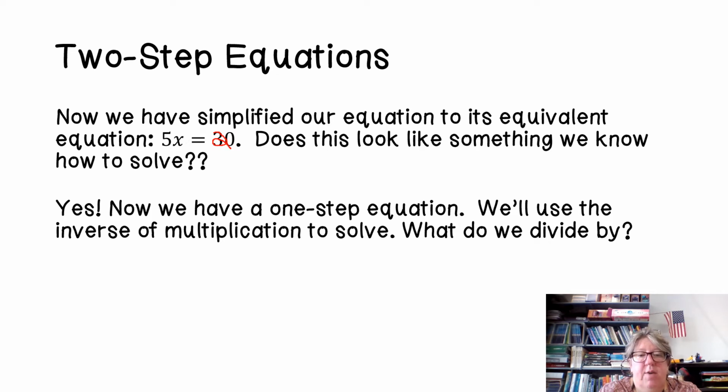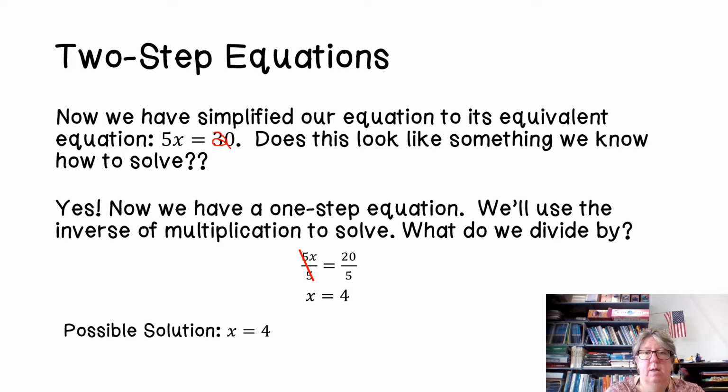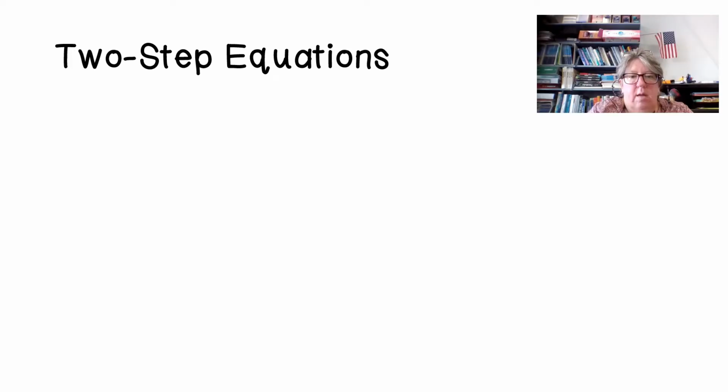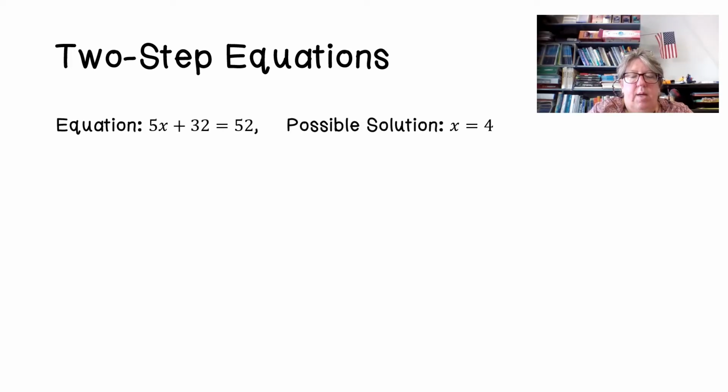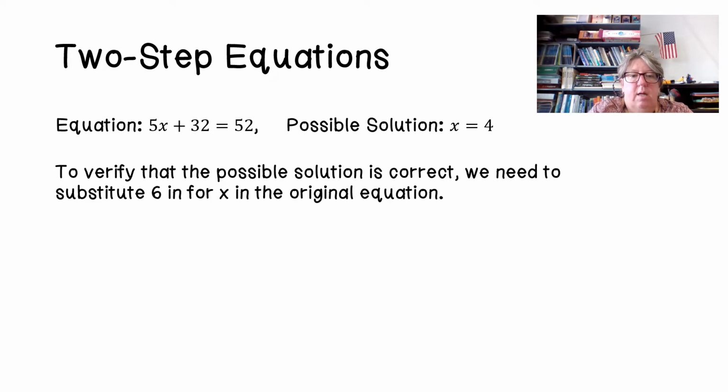So what do we divide 5x by so that x has a coefficient of 1? Well, we divide it by 5. And when we do that, we get x is equal to 4. So that is our possible solution, x equals 4. All right, so we have a possible solution of x equals 4. So we're going to verify that our possible solution is correct.